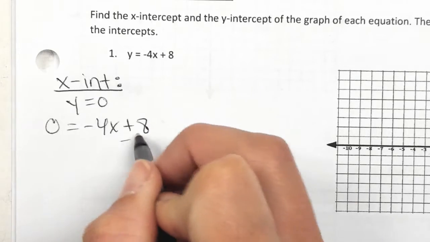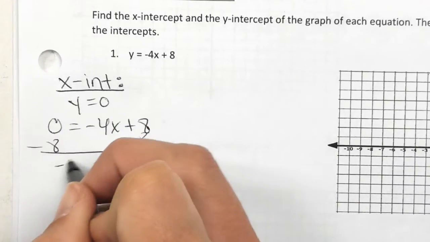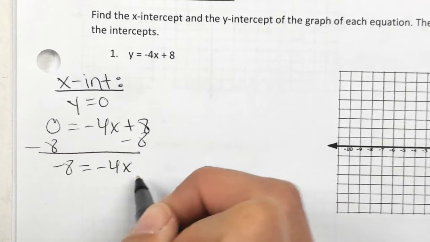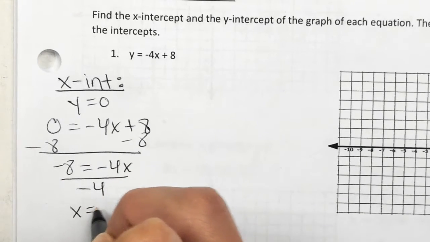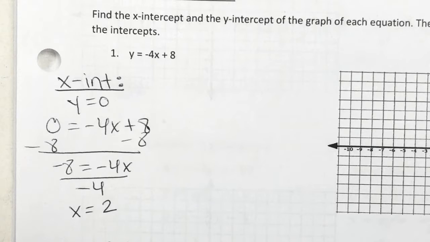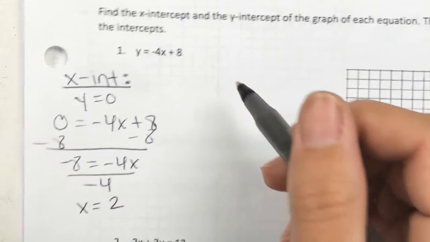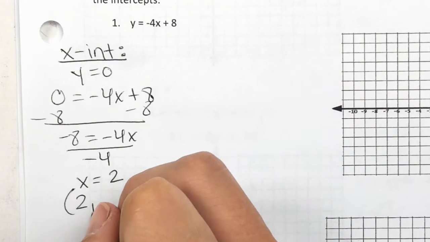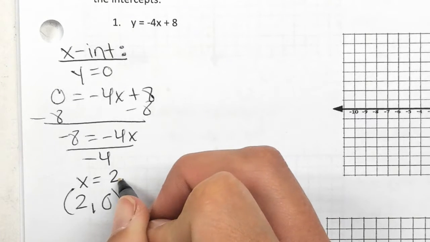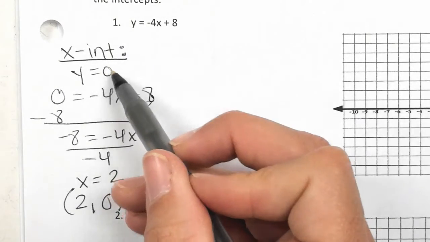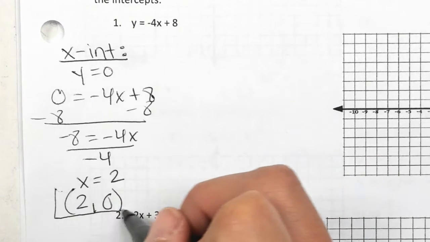Subtracting 8. Okay, so we would get negative 8 equals negative 4x. Now we divide by negative 4, and x equals 2. Good. So the coordinate point for our x-intercept is going to be (2, 0). The x is 2 right here because we solved it. The y we already set to 0. So here's our x-intercept.